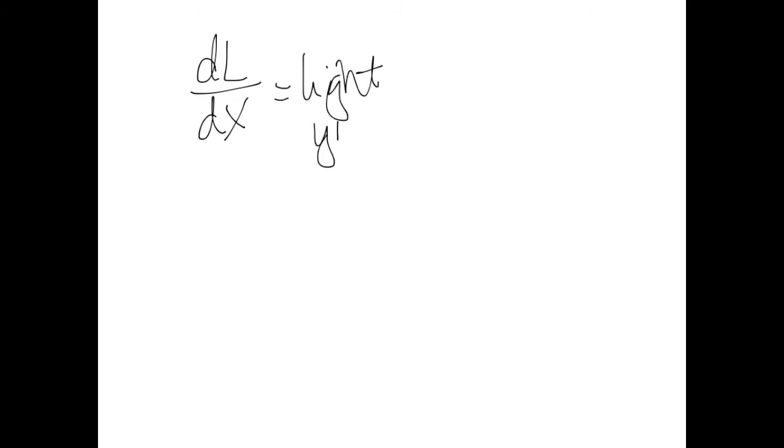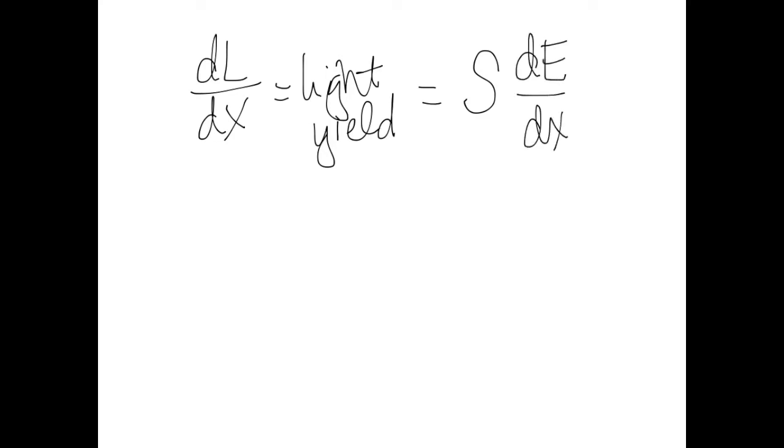So let's get into a couple equations that describe scintillators. First off, we have what's called the light yield. Light yield is the differential of light with respect to path length. And the light yield can be related to the stopping power of our scintillator. So we're going to have some constant S here, which is going to be our scintillation efficiency, how good are we at making light, times the stopping power, dE/dx.